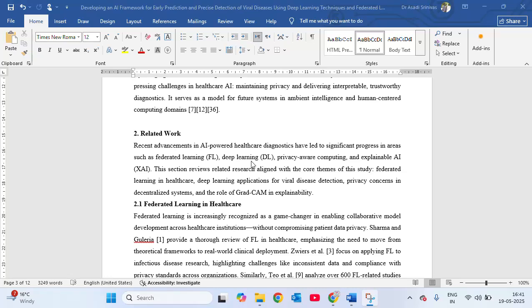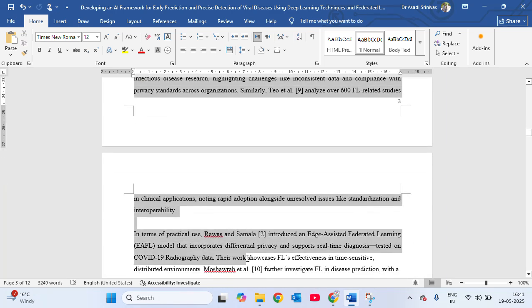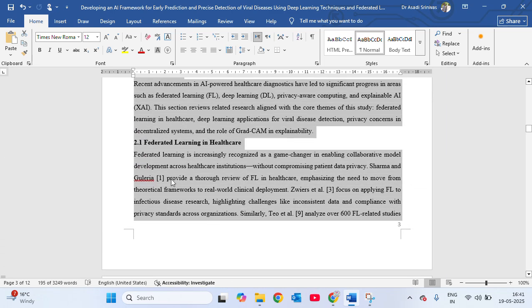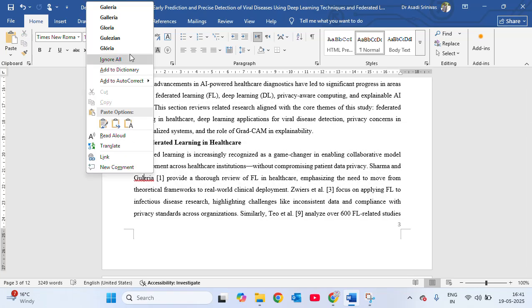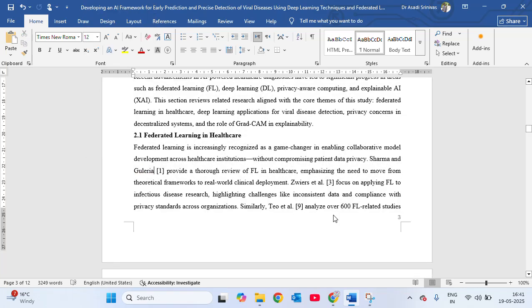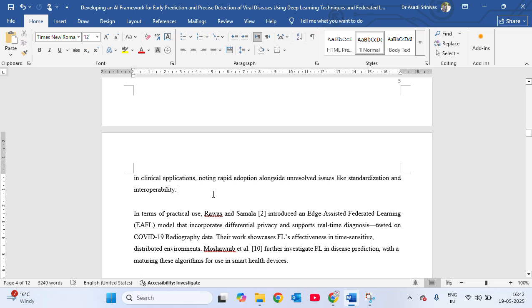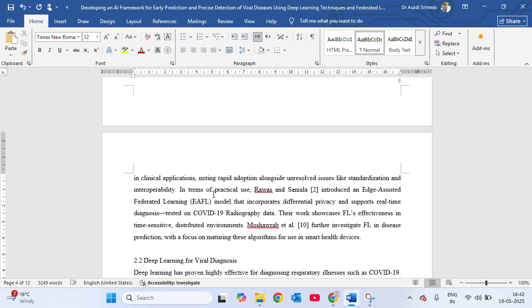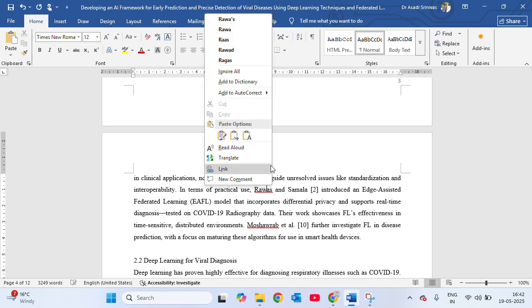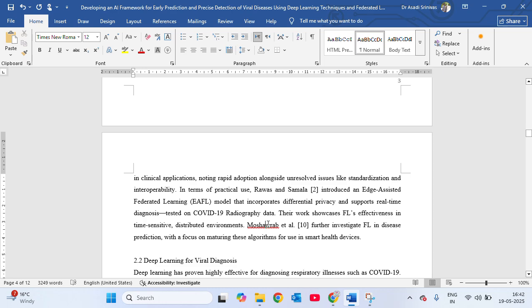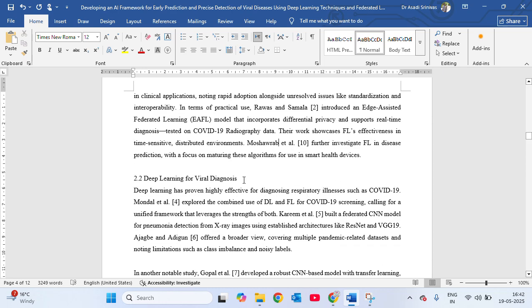This paper, the continuation, I'm creating a related work based on the literature survey papers. So I have collected literature survey papers and I have created the table. From the table, we got drawbacks. So for avoiding those drawbacks, we are proposing the proposed technique.